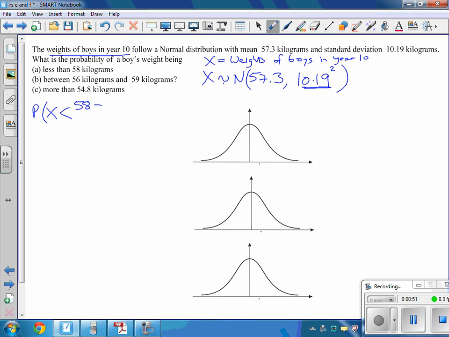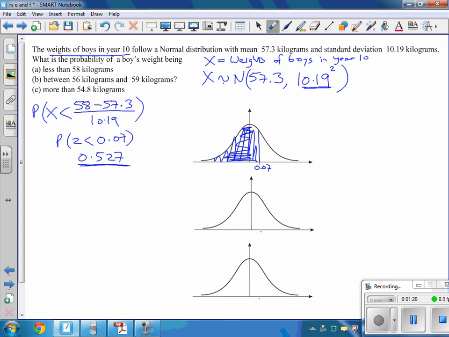So we do 58, take away the mean, divided by the standard deviation, and that gives us that we're trying to find out when Z is less than 0.07. Always draw the diagram here. 0.07, slightly to the right of halfway. The answer we're expecting is going to be slightly more than 50%. Look up 0.07 on your calculator, and you get 0.52738.